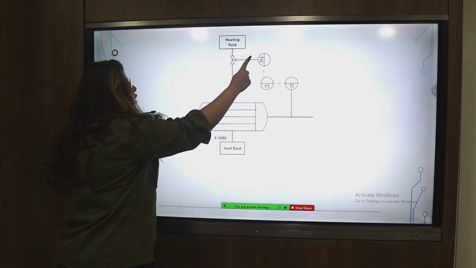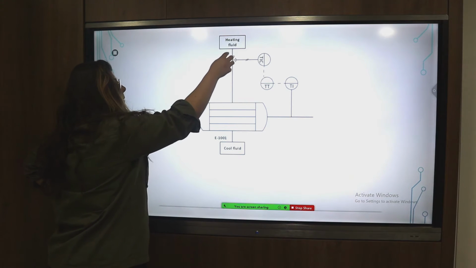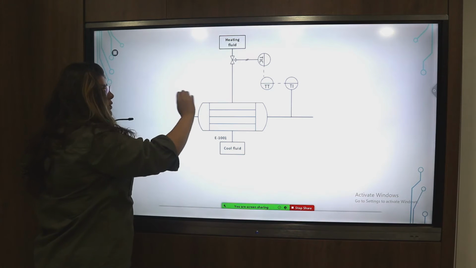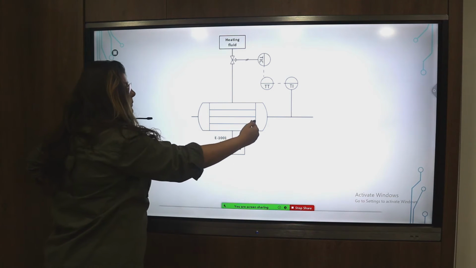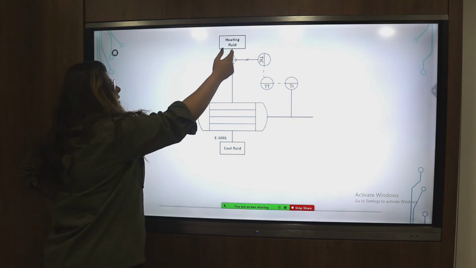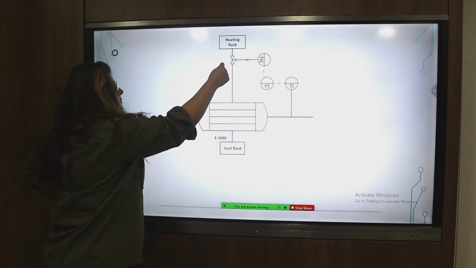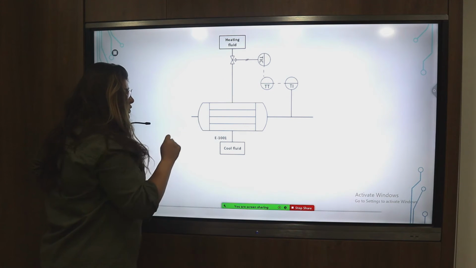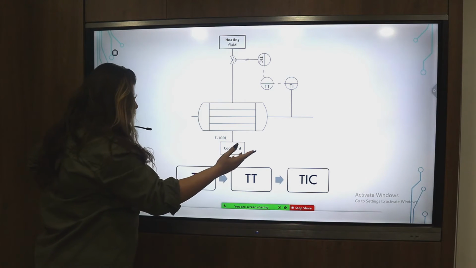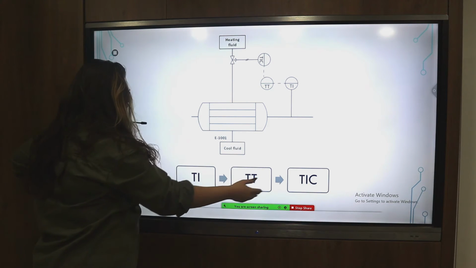Now, the controller will control the amount of flow entering the heat exchanger from the heating fluid, or from the utility. So if the temperature leaving in the process stream is too high, that means the controller will decrease the amount of flow of utility entering the heat exchanger, and vice versa. So in this case, we have a temperature control loop, TI, TT, and TIC.